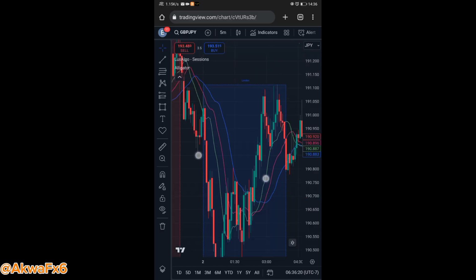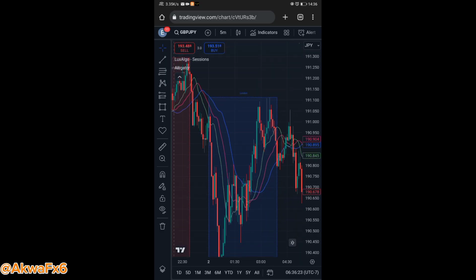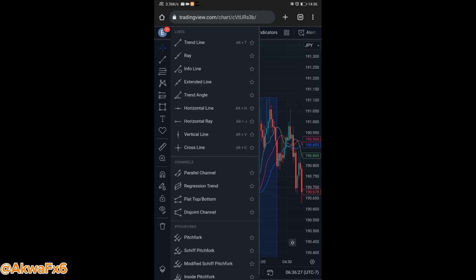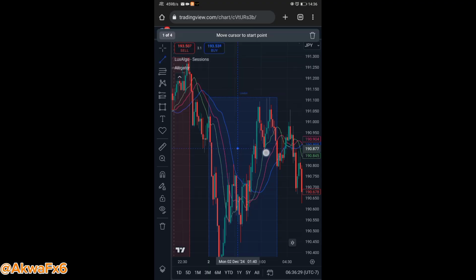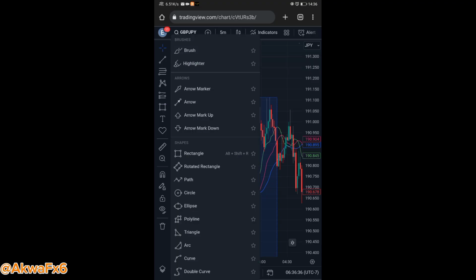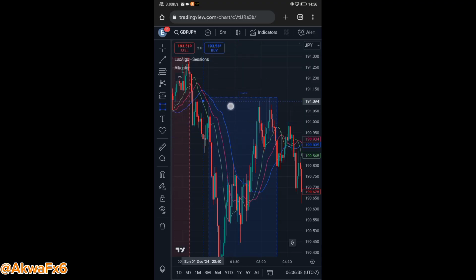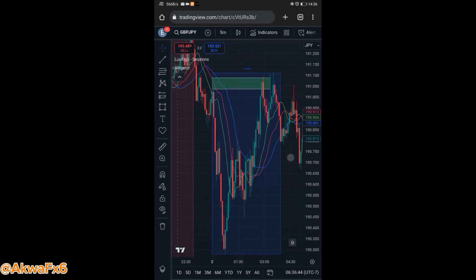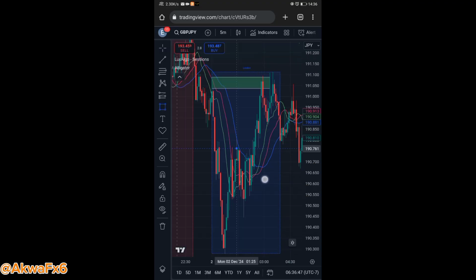Right here on my 5 minutes chart, you can see that this box is our London zone. So all we are going to do is trade on this box. So this box has given us this high right here, and it has given us another high, another one right here. So we have two boxes for us to work on.